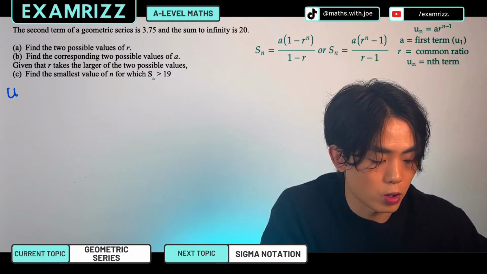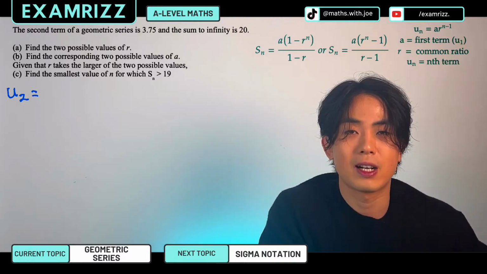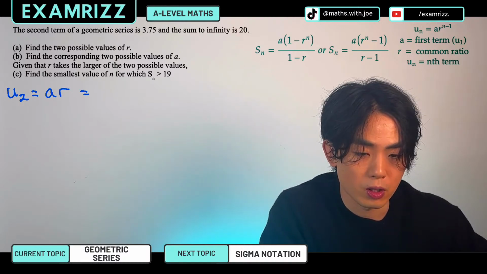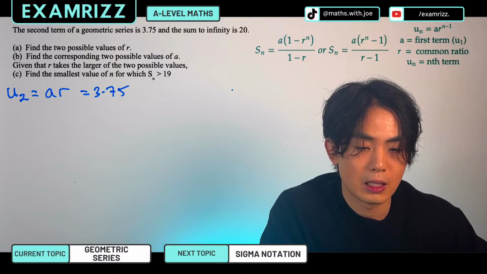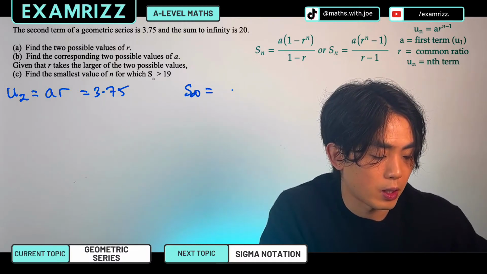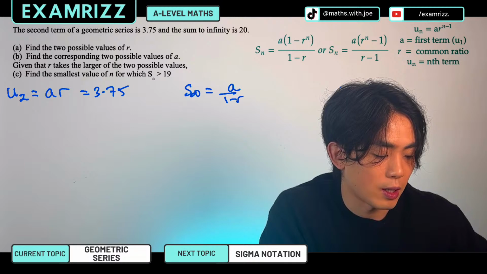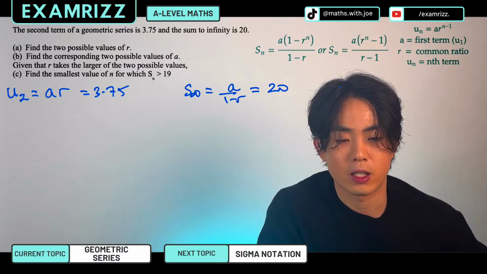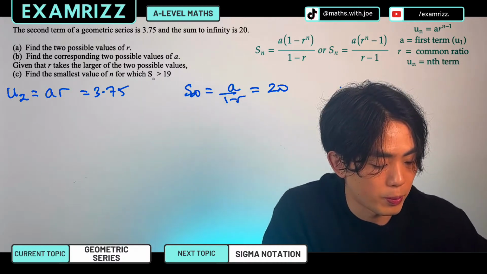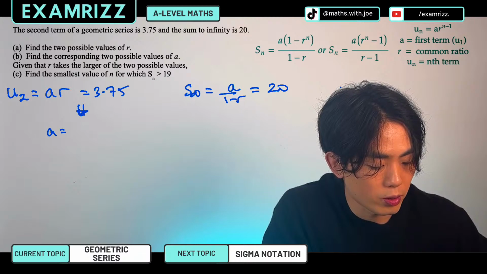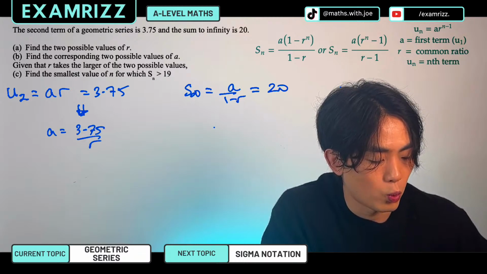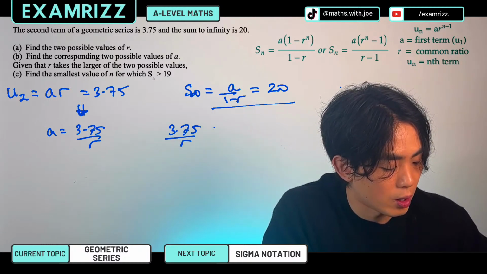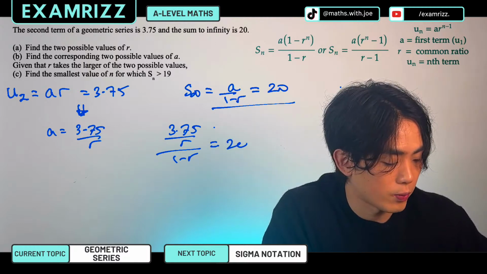The second term is u2, and if we write it in terms of a and r, it's going to be ar, and that's equal to 3.75. The sum to infinity, S infinity, is equal to a over 1 minus r, and that's equal to 20. We need to find r, so let's substitute. From here, a is equal to 3.75 over r, which I'm going to substitute into here. So we get 3.75 over r over 1 minus r is equal to 20.